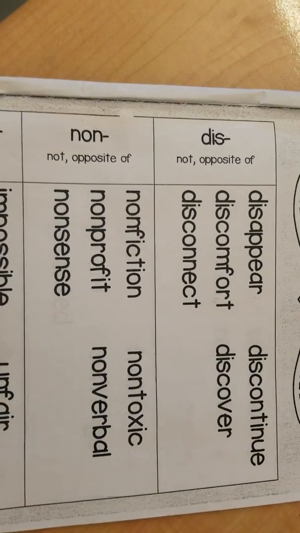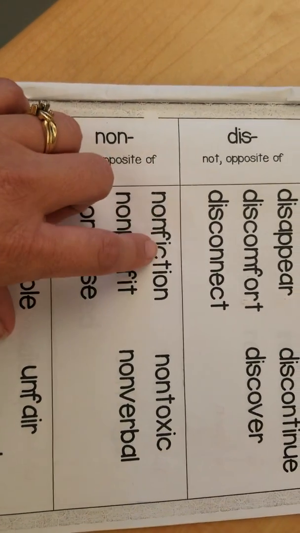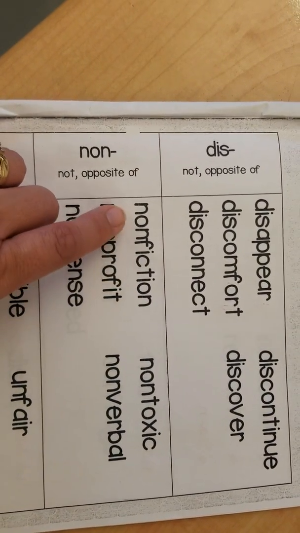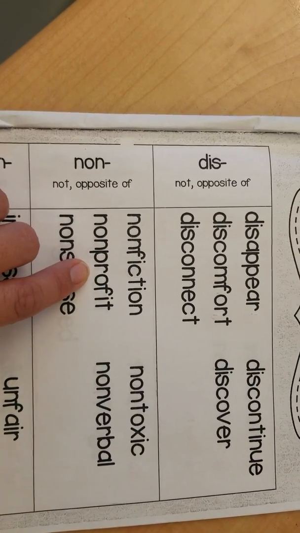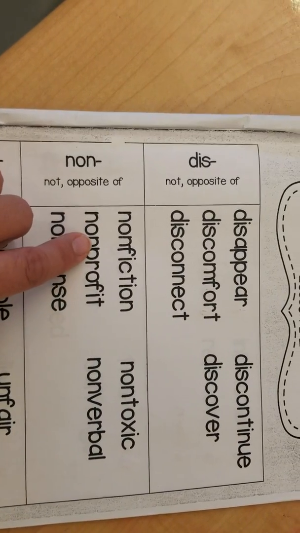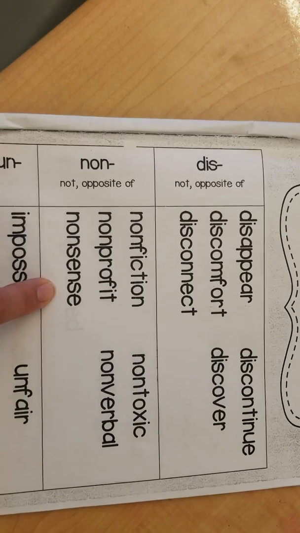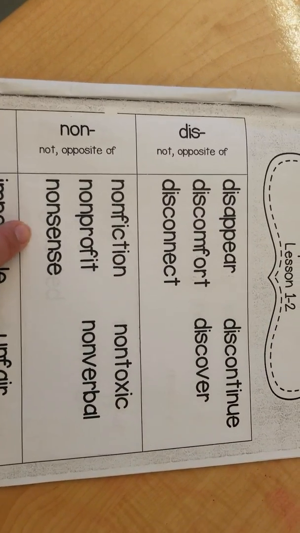Non means the same thing, not or opposite of. So when you look at the words, the base word is fiction. Fiction means fake stories. Nonfiction means it's not fake. Non-profit. Profit means I'm going to make money with it. Non-profit is the opposite. Nonsense. If something makes sense, the opposite of that is nonsense. It does not make sense.